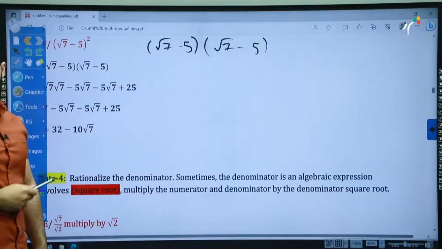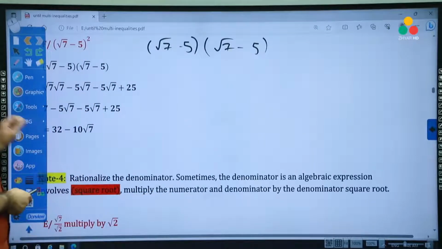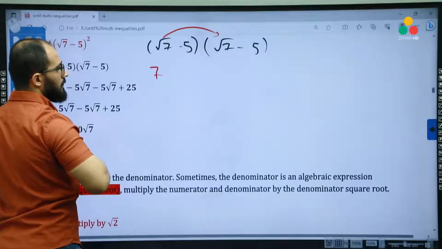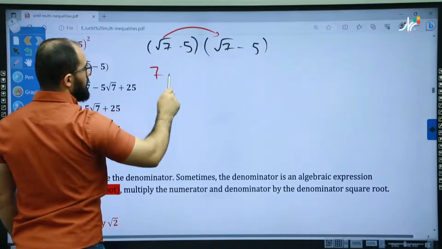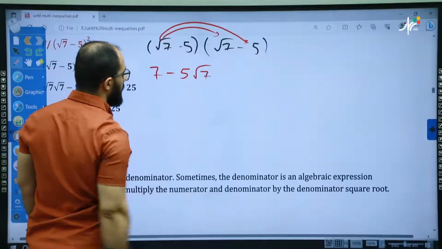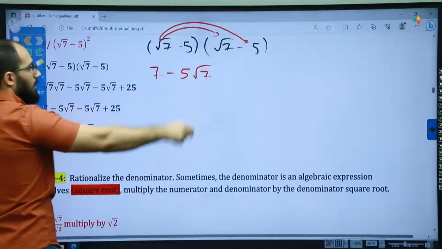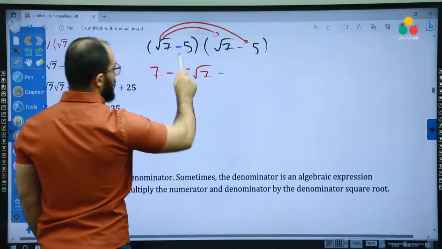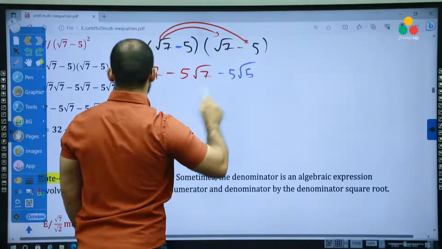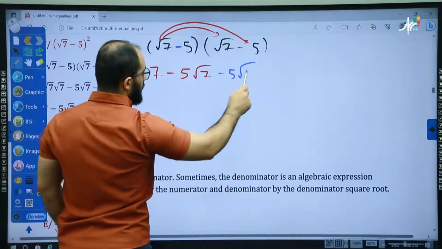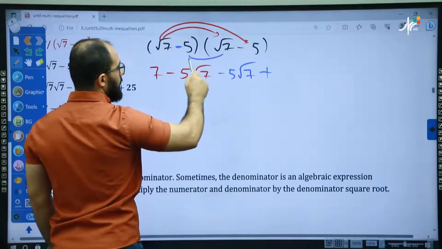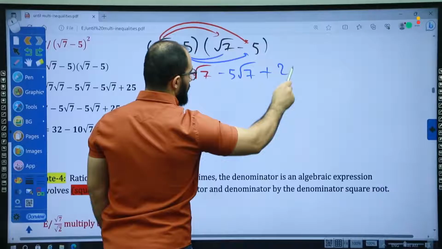We write the expression 2 times. Then let's multiply. Square root of 7 times square root of 7 is equal to 7. Positive times negative, it's going to be negative. Square root of 7 times 5, 5 square root of 7. Let's multiply the second part. Negative times positive is negative. 5 times square root of 7, 5 square root of 7. Negative times negative is positive. Okay. Then 5 times 5 is 25.